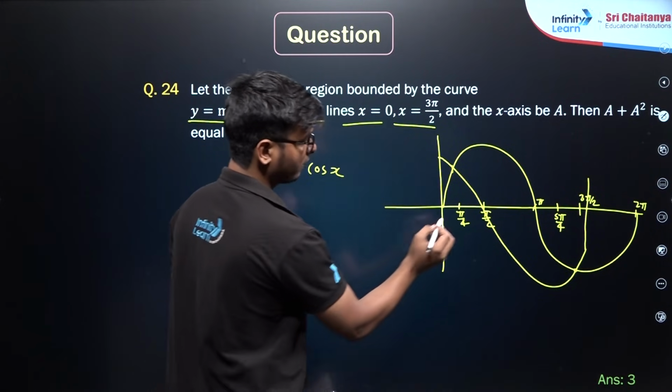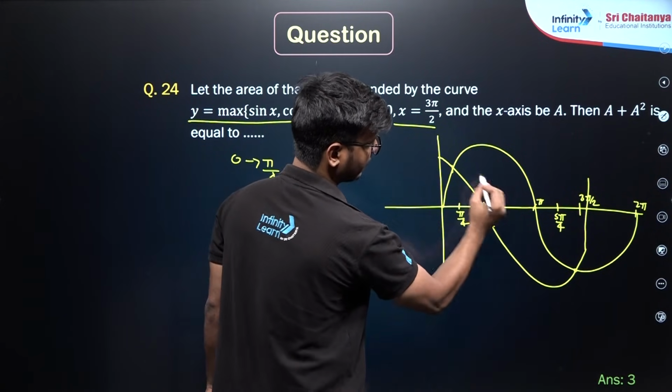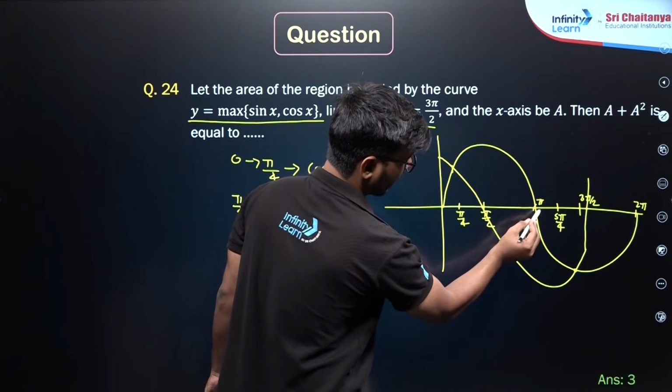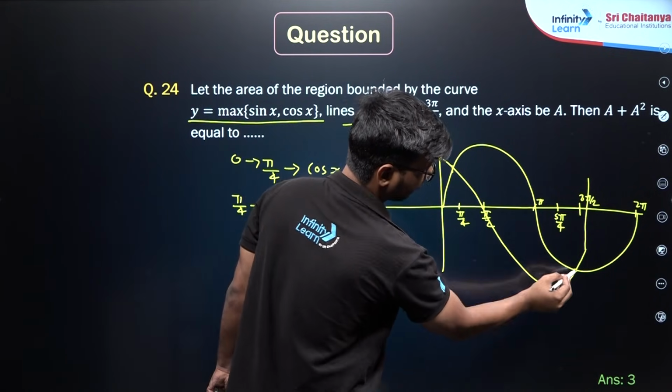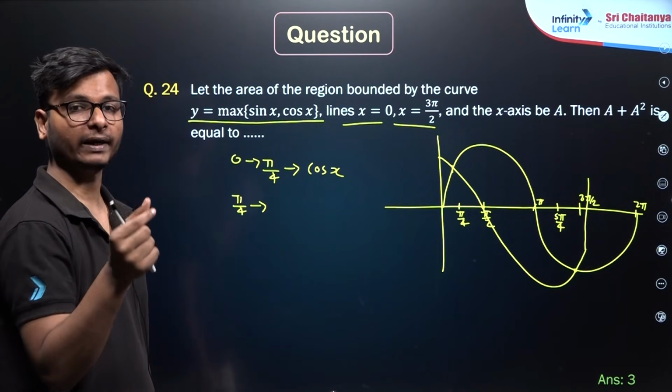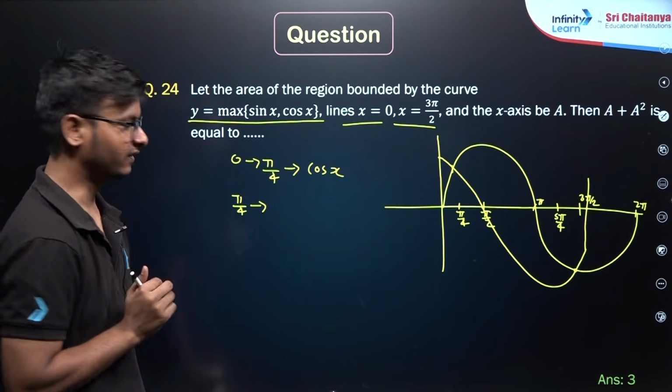But if you observe, from pi by 4 to pi, sin is positive, correct? But from pi to 5 pi by 4, we are going to get negative values, but area cannot be negative. To make it positive, I am going to put the minus sign.